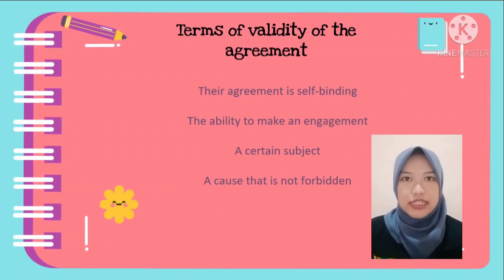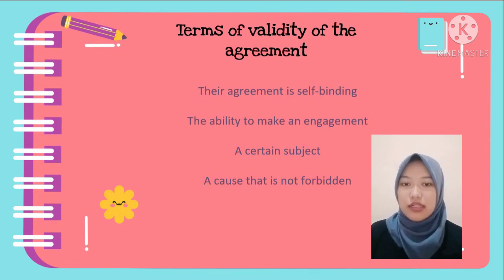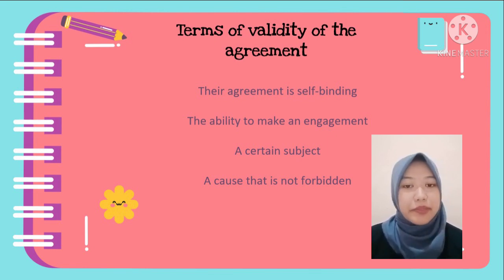Validity of the agreement. The first is their agreement is self-binding. The second, the ability to make an engagement. The third, a certain subject. The fourth is a cause that is not forbidden. The first and second conditions are also called subject conditions, while the third and the fourth conditions are called objective conditions. In the event that the first element and the second element are not fulfilled, the contract may be cancelled. Meanwhile, if the third element and the fourth element are not fulfilled, the contract is null and void.